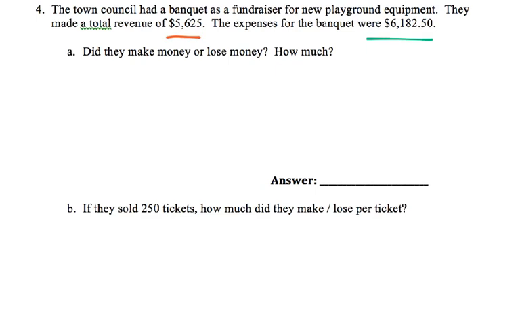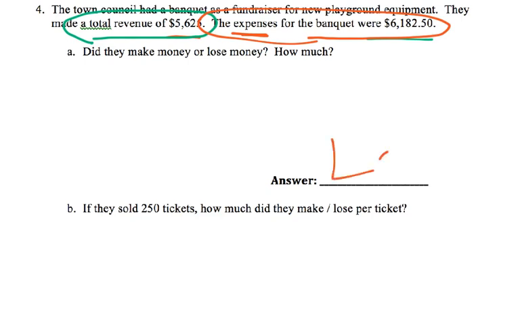So, this is all the revenue they got. This is how much it cost. So, did they make money or lose money? They actually lost money. Because this over here is the money that they got, and this over here was the expenses. And the expenses are like the costs. You tried tricking us.